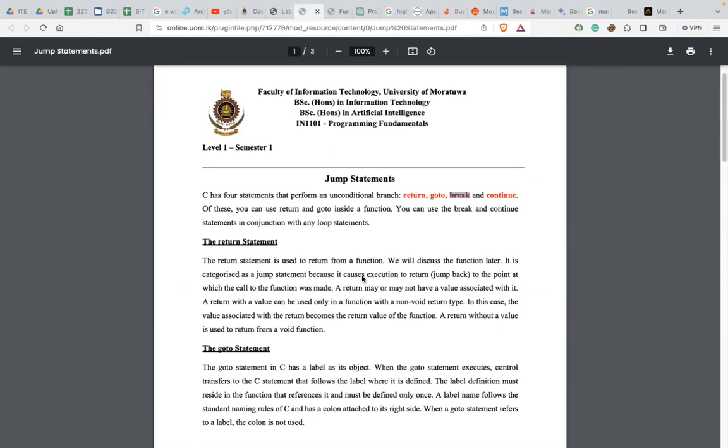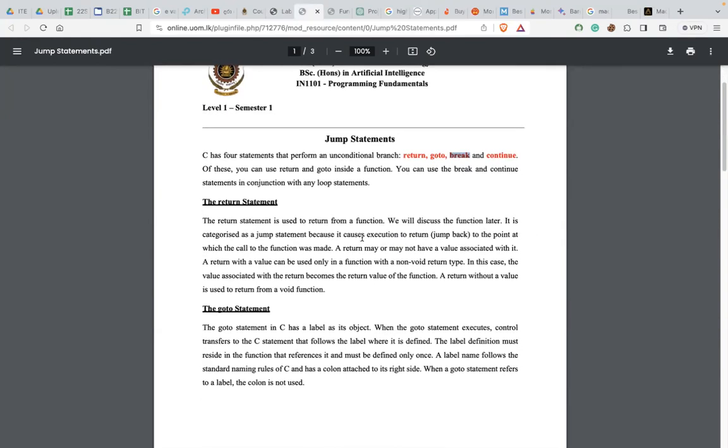Okay, now I'll come to the jump statements. What does it mean by jump statement? You already know the jump statement break. There are several jump statements available: return, goto, break, and continue. Okay, C has 4 statements that perform an unconditional branch. That means you can optimize your repetition using the jump statements. Okay, first one is return.